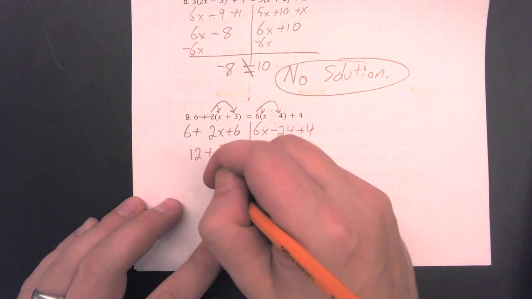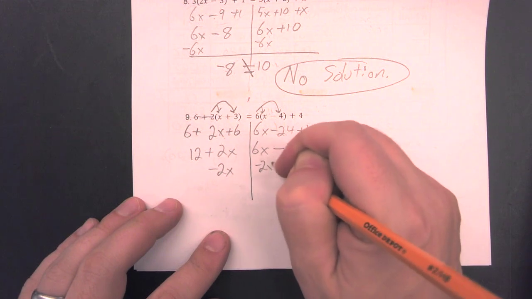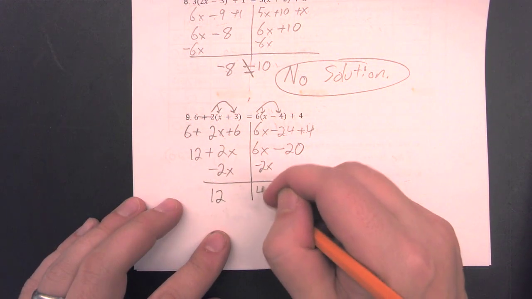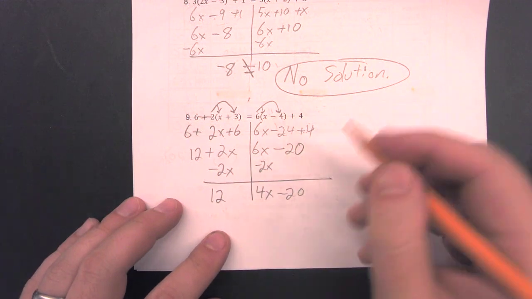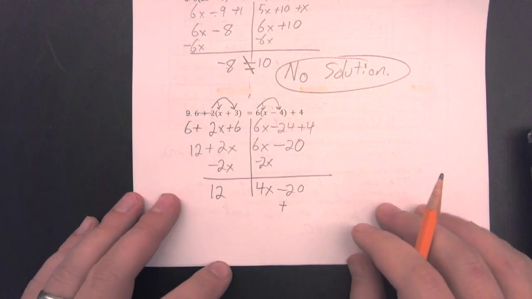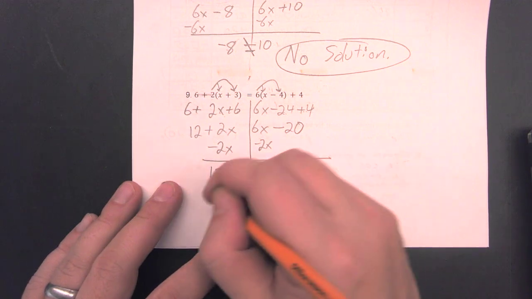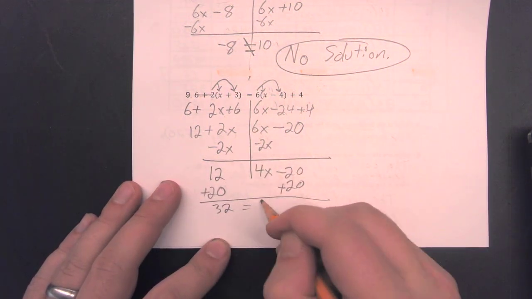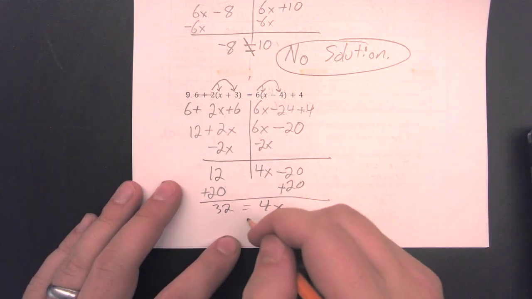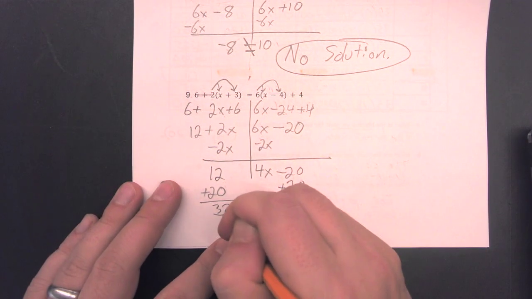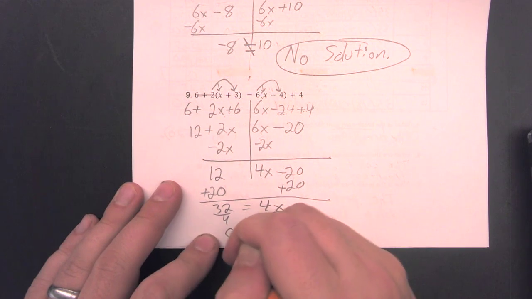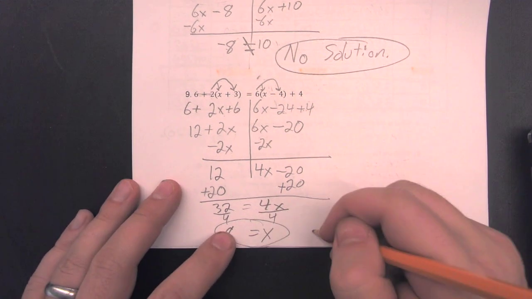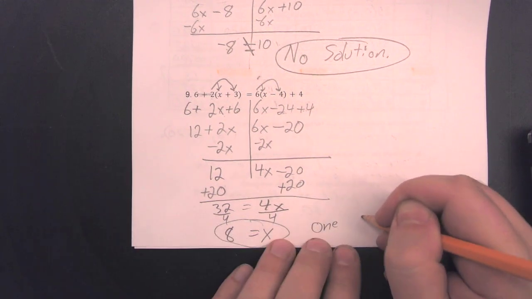All right, now I like to deal with the x's, so minus 2x. I get 12. I get 4x minus 20. So now we have solving a linear equation as we would normally. Do some inverses. Do another inverse. We get x is 8. So we do have an answer here. And we only have one answer, so we also have one solution.